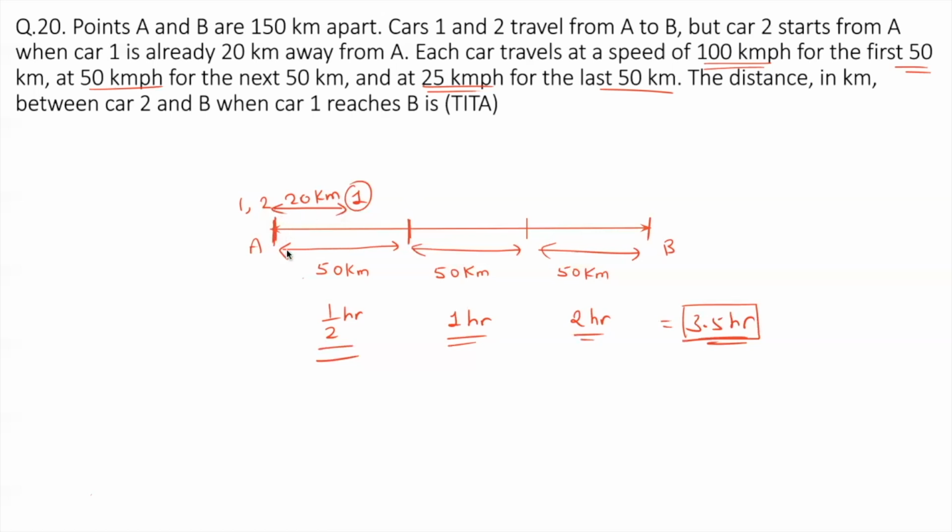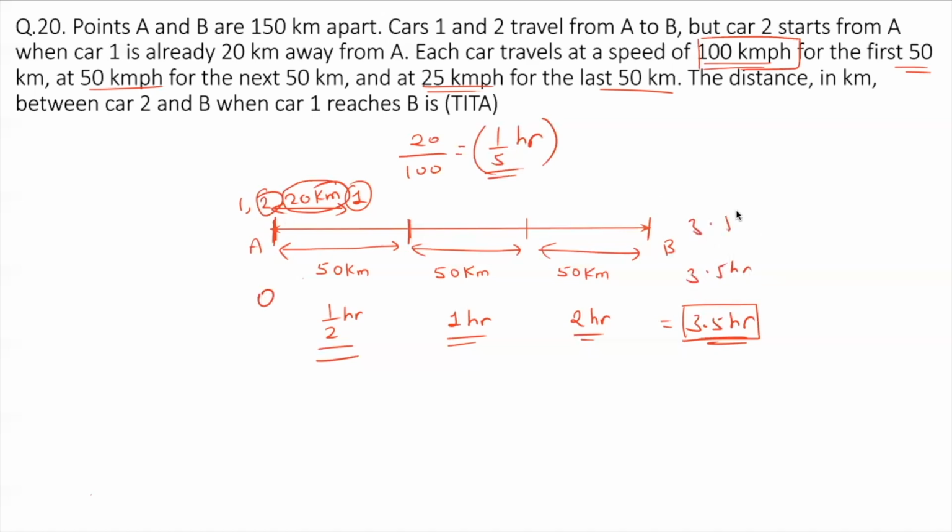Now, car 1 moves this distance of 50 kilometers at the speed of 100 kilometers per hour. So when car 1 covers 20 kilometers, the time elapsed is distance upon speed, that is 1/5 of an hour, right? That means car 2 will be 1/5 of an hour behind car 1. So if car 1 takes, let's say, 3.5 hours to reach this particular point, car 2 will also take 3.5 hours. But when you start the counting at, let's say, 0, car 1 will be here after 3.5 hours, but car 2 will be here after 3.5 hours plus 1/5 of an hour extra, because it is starting 1/5 hour after car 1, right?